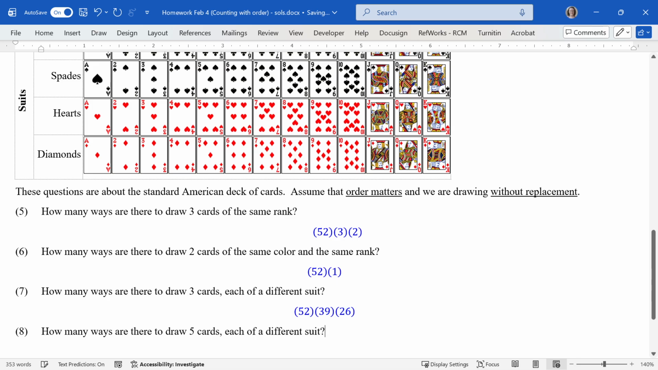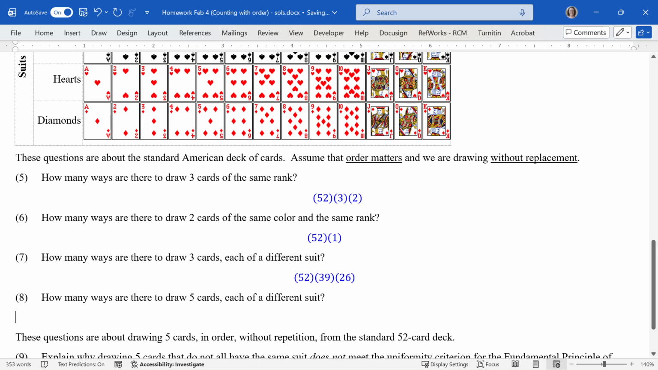And now let's try number 8. So number 8 is very similar to number 7, but it is 5 cards. So let's see if that makes any difference. Okay, so 5 cards, 5 decisions. That means I'm multiplying together 5 numbers.